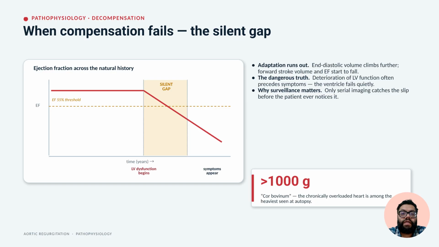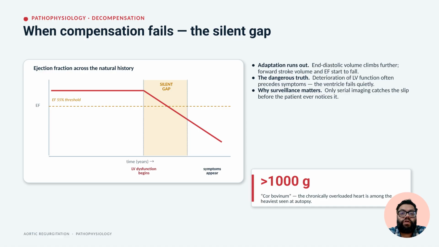Look at the curve. The ejection fraction holds up beautifully, then it starts to fall, and crucially, symptoms do not arrive at the same time. They lag behind, which creates the shaded silent gap, a stretch of disease where the ventricle is measurably deteriorating but the patient still feels completely well. That single fact, dysfunction precedes symptoms, is the reason we cannot wait for patients to complain. We have to go looking with serial echocardiography.